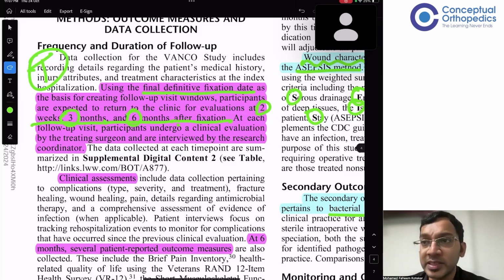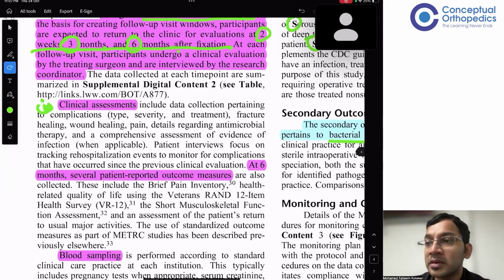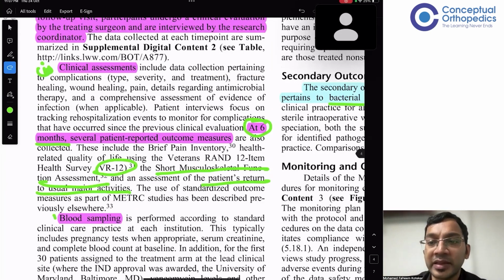At each of these visits, you are going to do a clinical evaluation by the treating surgeon and be interviewed by the research coordinator. So one is going to be a clinical assessment, and at 6 months, patient reported outcome measures such as VR-12, short musculoskeletal function assessment, and patients' return to usual activities. All of these will be checked. And if there is infection, then blood sampling is also done for these patients. So this is your PICOT of this particular study.